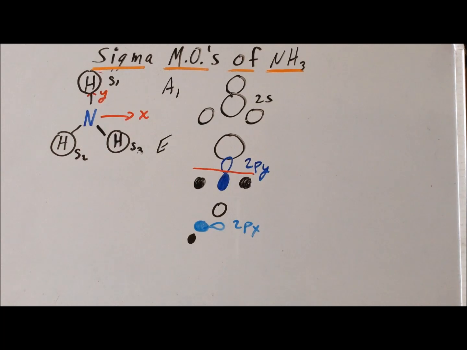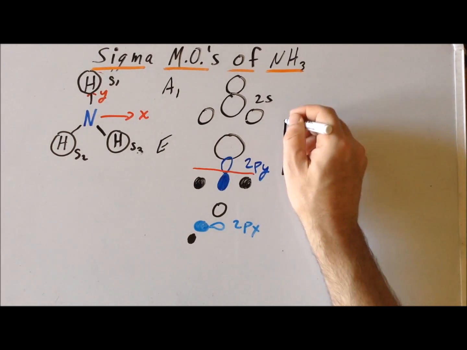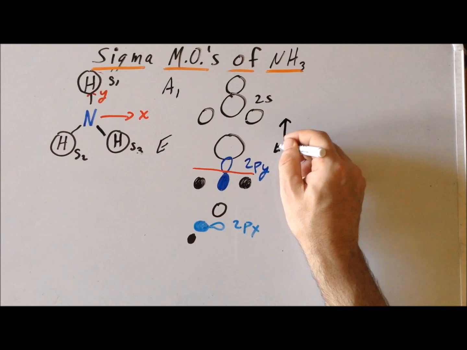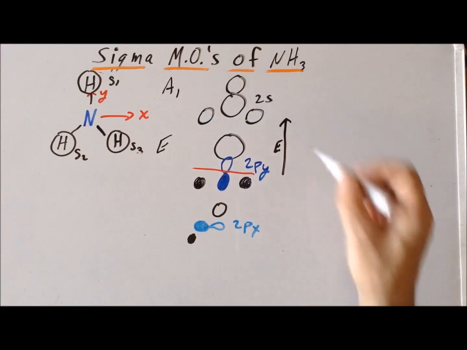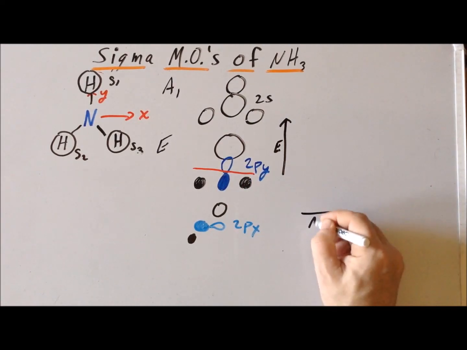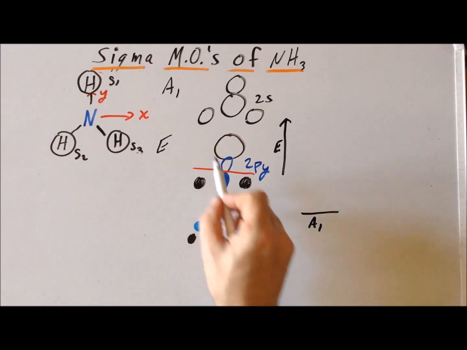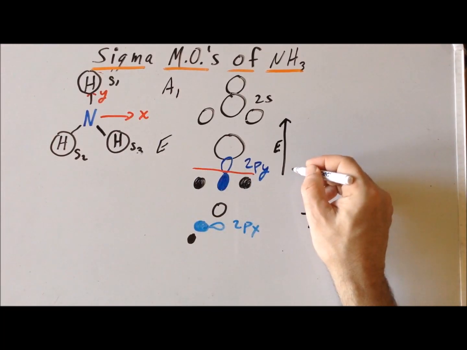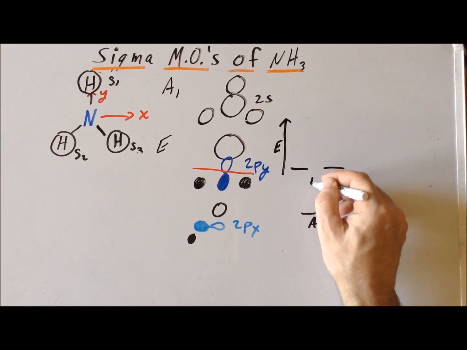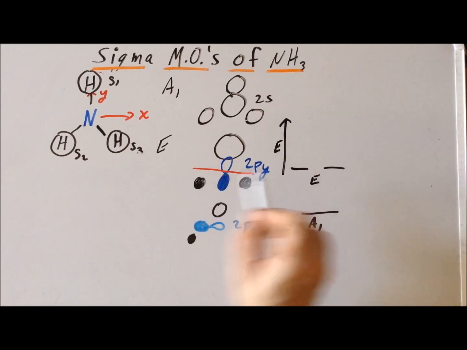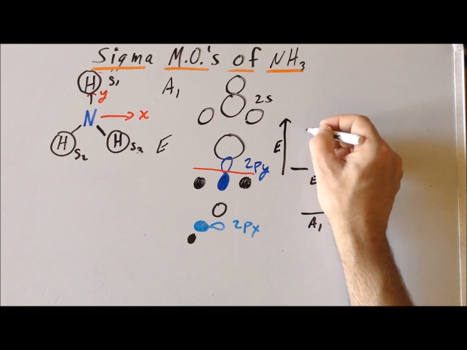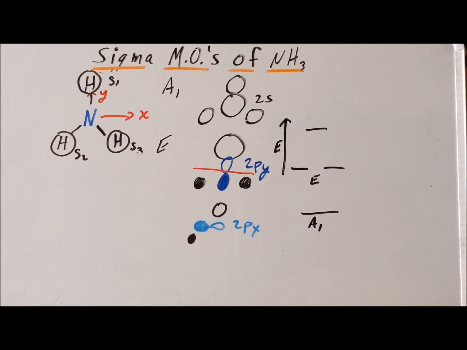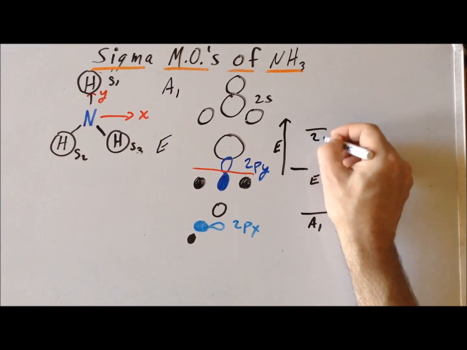For our last step, we can make a relative energy diagram for these particular molecular orbitals. Since A1 is an all bonding combination with no nodes, that is going to be the lowest in energy. Next we have the doubly degenerate E orbitals. So they have exactly the same energy because that's what degenerate means. So we have A1, the two E's, and then the highest energy is simply going to be an atomic orbital that remains on nitrogen. That is the 2pz orbital.